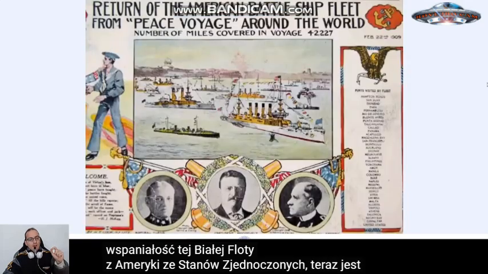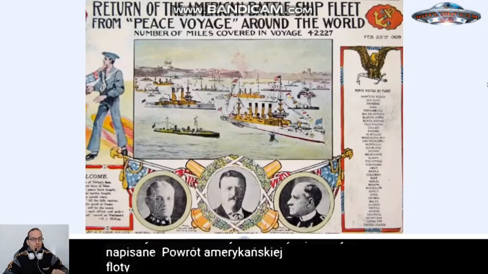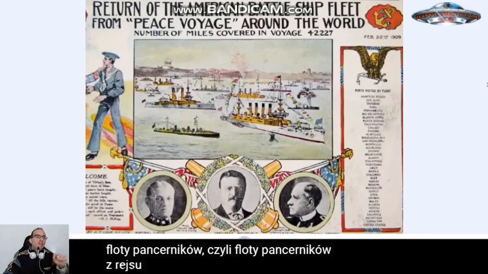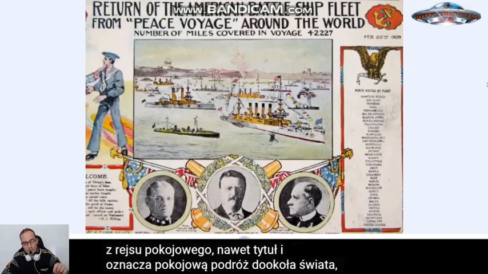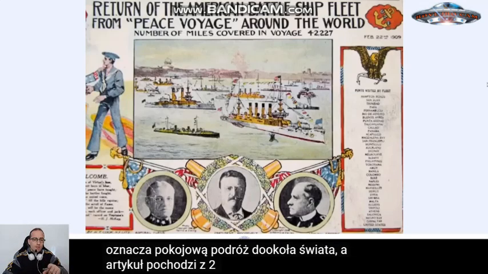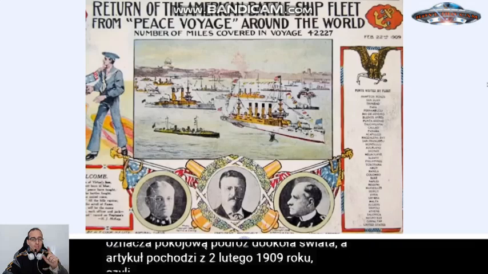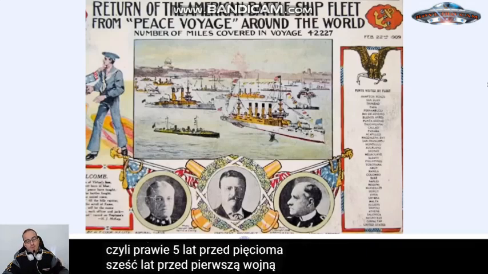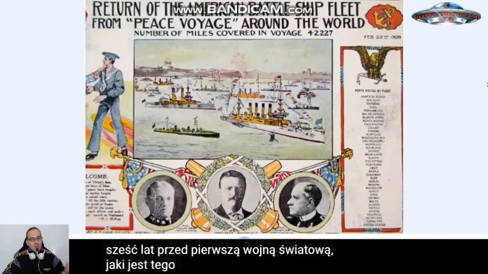Now, it says return of the American battleship fleet from peace voyage. Even the title marks peace voyage around the world. And the article is from February 22nd, 1909. That's pretty much 5-6 years before the First World War. What's the purpose of this peace voyage?